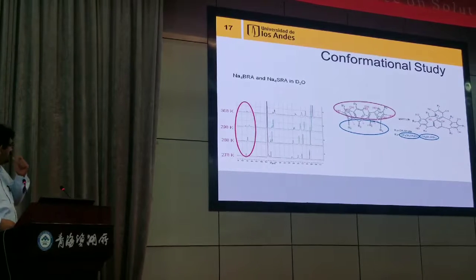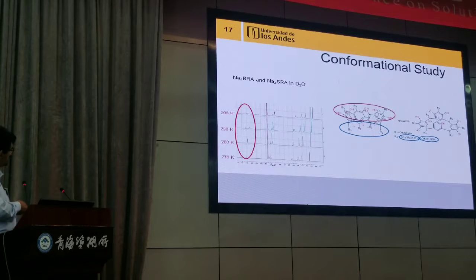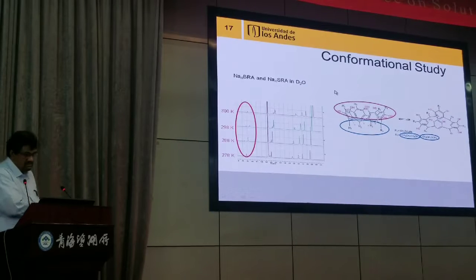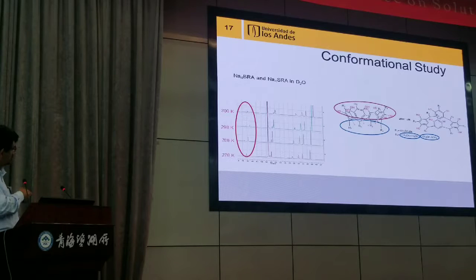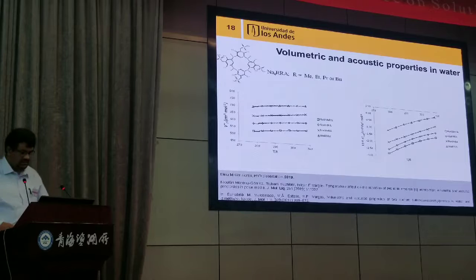But the more interesting was in water, and we can see two signals in the NMR. Here, and with the temperature, the intensity changes. That means that in water, we can find two conformations in equilibrium. Of course, we can calculate the equilibrium constant for the change in the conformation in water. This behavior was found also in methanol and DMSO.